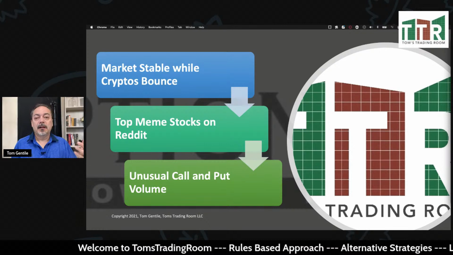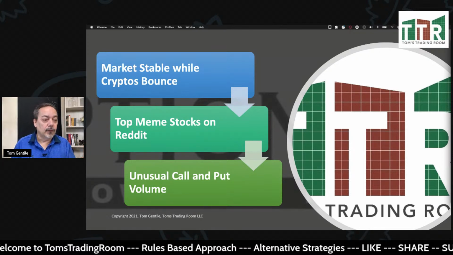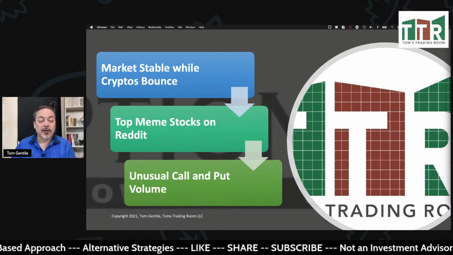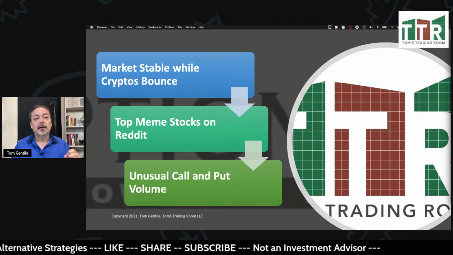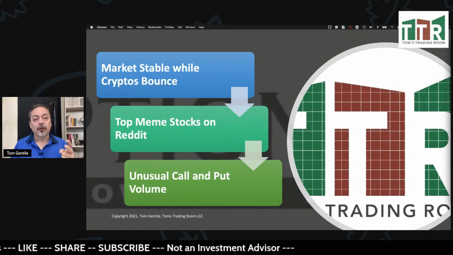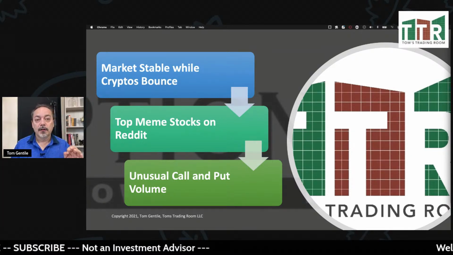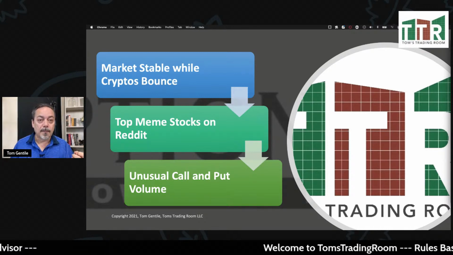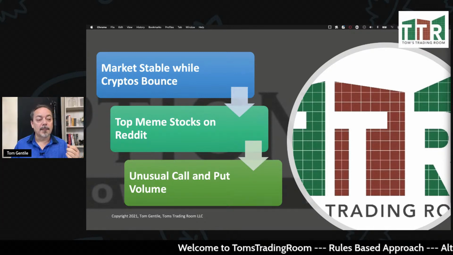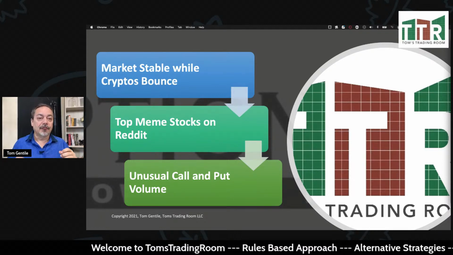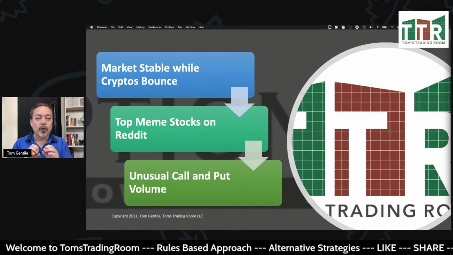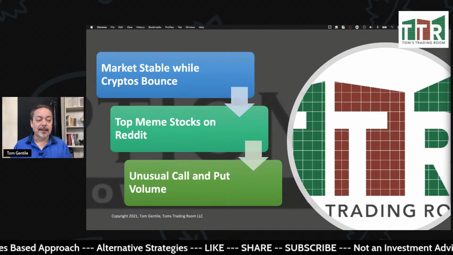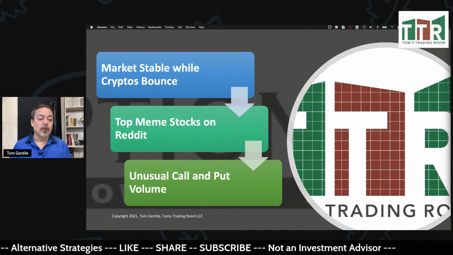So the other thing I want to mention, for those of you just tuning in with us this morning or this afternoon now, is the top meme stocks. Not just AMC, not just GME, but I want to show you the top 10 stocks that are getting some sort of post on the wall with the Wall Street Bets crowd on Reddit. So we'll talk about those, and we'll take a look at them and see if there's any correlation between any of these stocks and something I might trade. And then finally, we're going to take a look at unusual call and put volume.